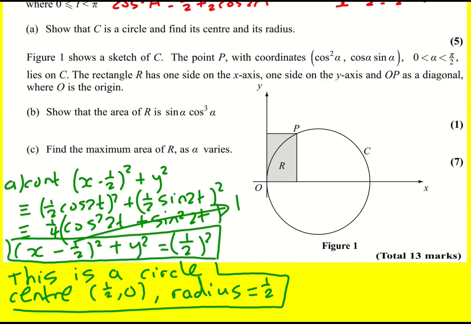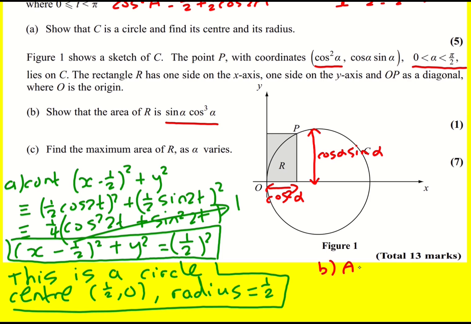Moving on, we're given a figure of the circle and we're given a coordinate, particularly the parameter t now becomes alpha. So we've just basically substituted alpha into the original equations and we're told that alpha is between 0 and pi over 2. Then we can create a rectangle, as shown. We're asked to show that the area is equal to this. So we know because the x-coordinate is cos squared alpha, then this length here is going to be cos squared alpha, and the y-coordinate of P is cos alpha sine alpha, so this height is going to be cos alpha sine alpha.